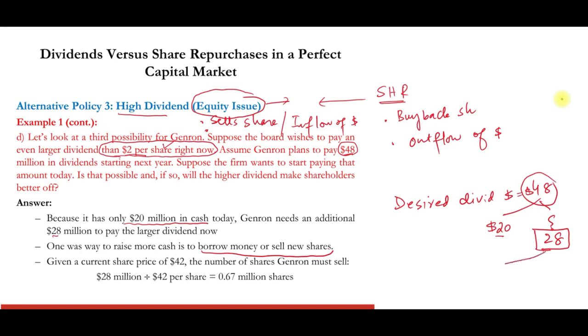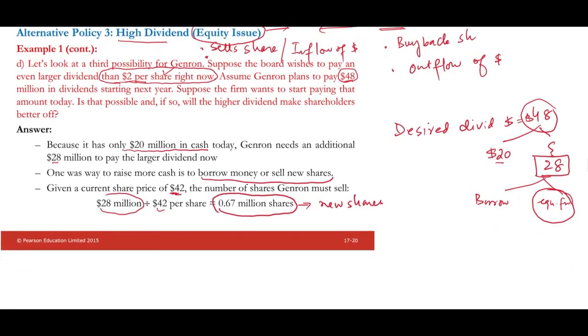So how can we get this 28 million? There are two approaches. The company can borrow, or the company can do equity finance, issue shares, okay? So the first case is the equity issue. So we are actually referring to this side, not borrowing, okay? Given the current price of 42, as we know the share price currently is 42, it is ex-dividend, okay? The number of shares the company must sell: the company wants 28 million, right? And what is the price? 42. So the company has to issue 0.67 million new shares, okay? So what would be the total shares now? Total would be 10 million plus the new shares, equal to 10.67 million. So the new number of shares would be higher.